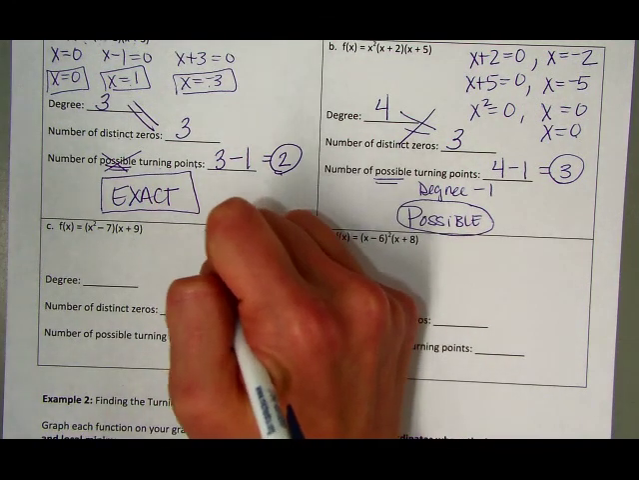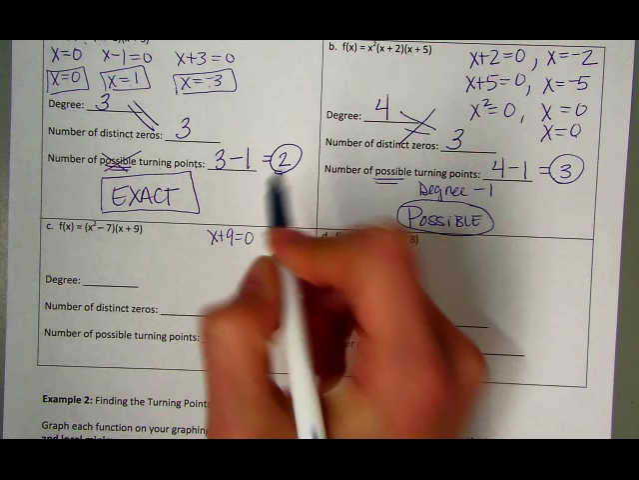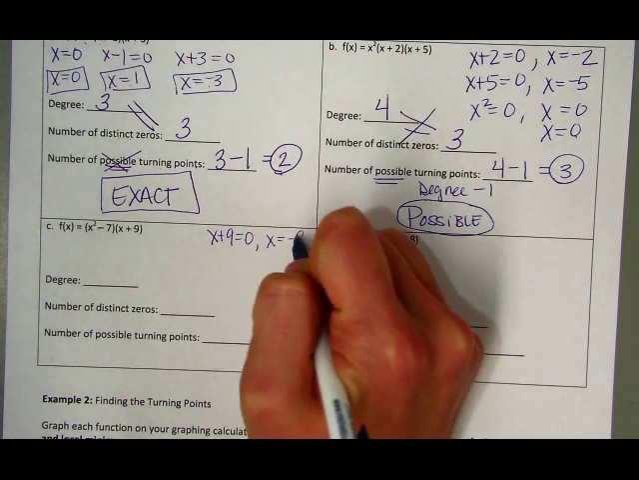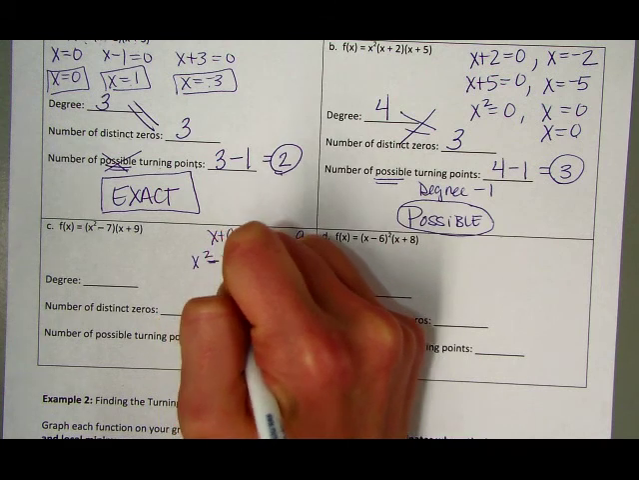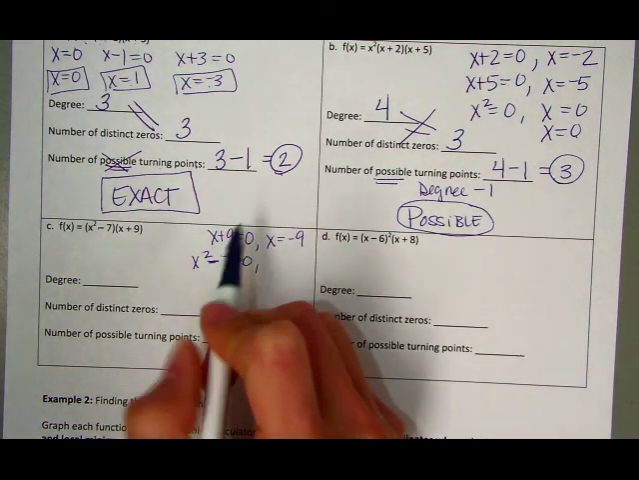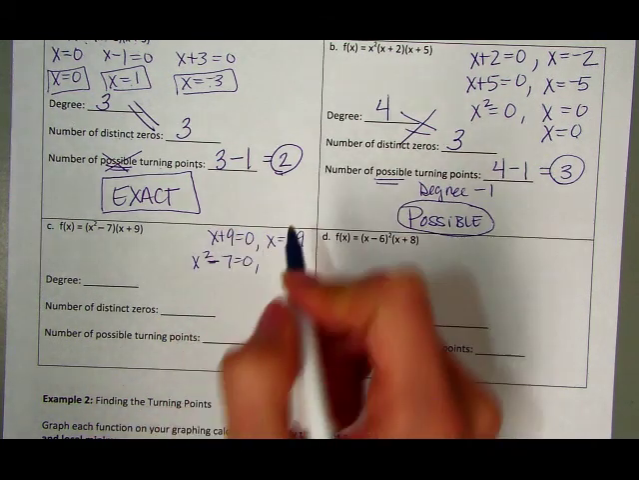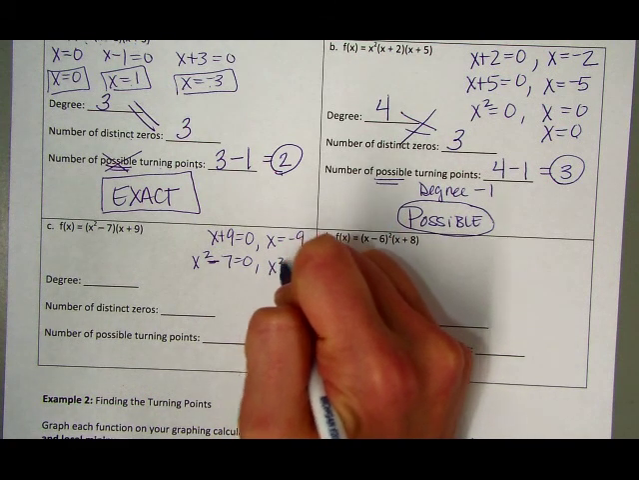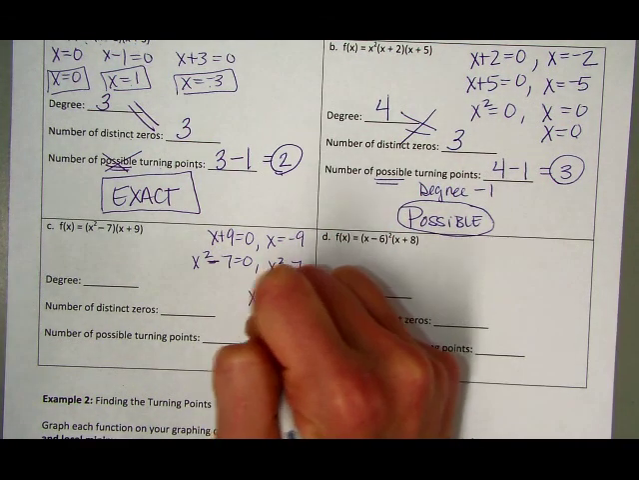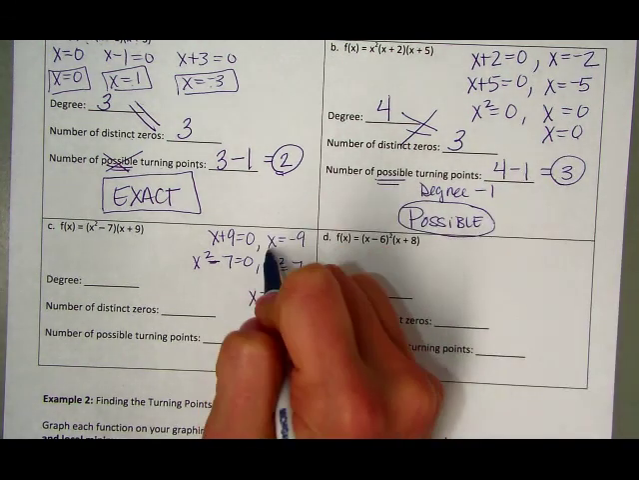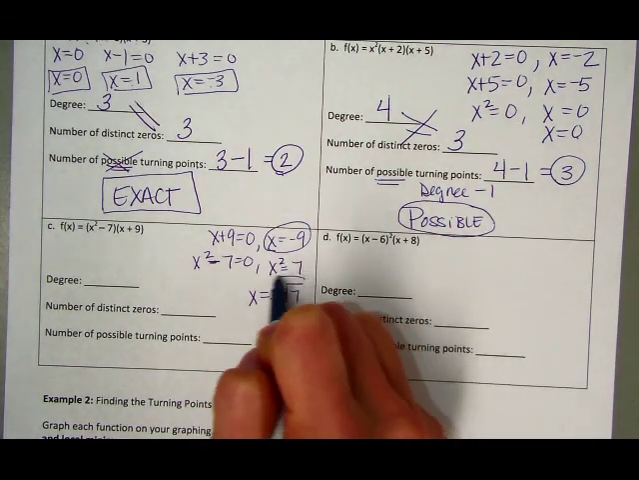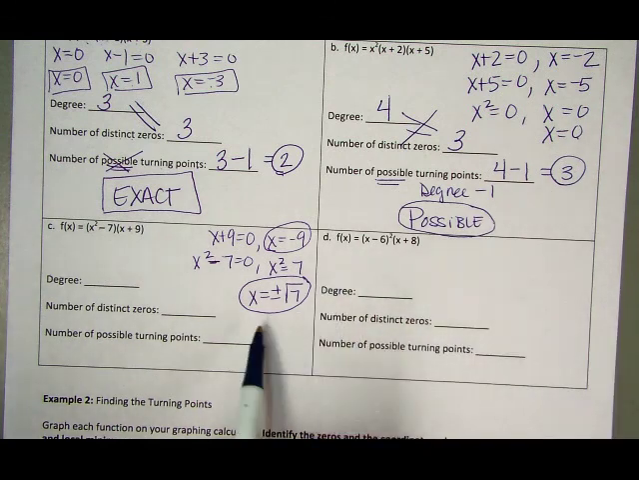When I do that, x plus 9 equal to 0 gives me x is equal to negative 9. X squared minus 7 equal to 0. If I split these up, I've got x squared equal to positive 7. So x is equal to plus or minus the square root of 7. So here I've got these zeros.